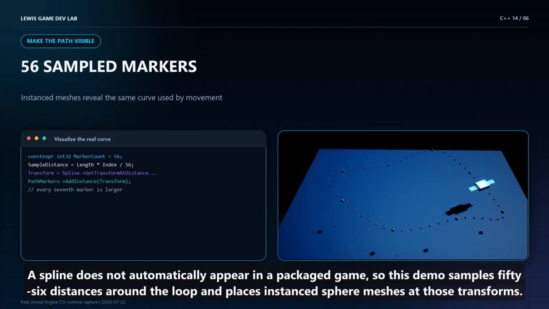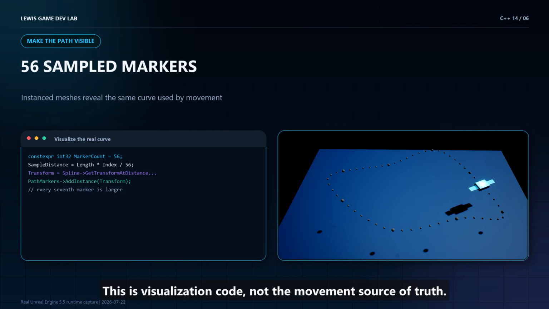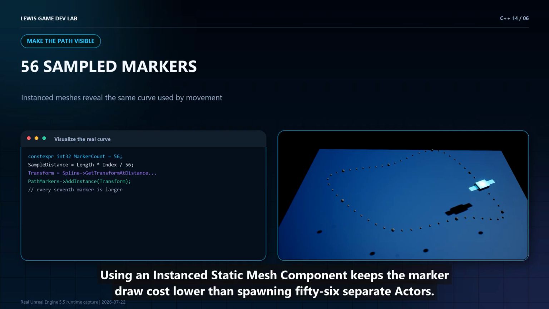A spline does not automatically appear in a packaged game, so this demo samples 56 distances around the loop and places instance sphere meshes at those transforms. Every 7th marker is larger. This is visualization code, not the movement source of truth. Using an instance static mesh component keeps the marker draw cost lower than spawning 56 separate actors.